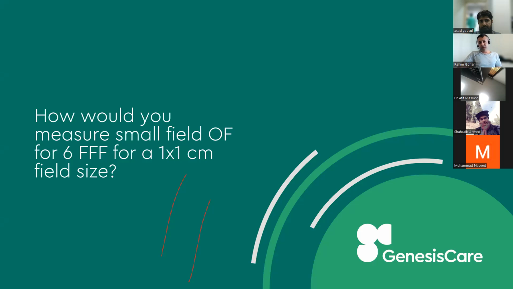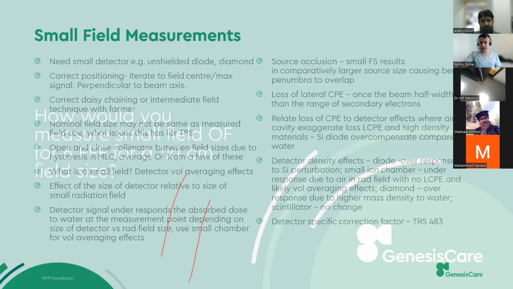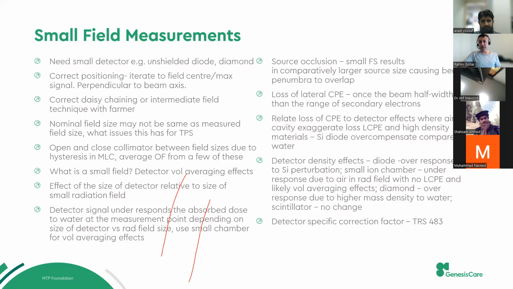Small field dosimetry: how you can measure down to a 1 by 1 cm field size, right? So this is the small field, and for that, the protocol, TRS-483, has given you methods for how you can go down to 1 by 1, and they have given you the techniques. Either you can do the daisy chaining, or you can just use the output factors, which are field specific, machine specific, and chamber specific. You can go there and do that. But mostly people are doing the daisy chaining.